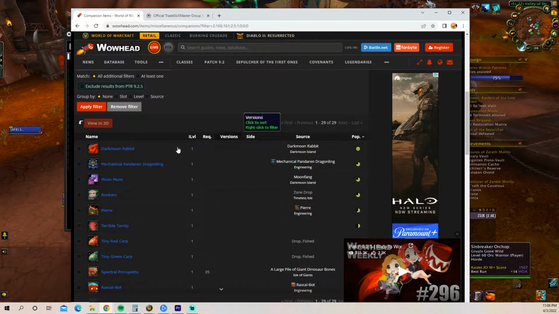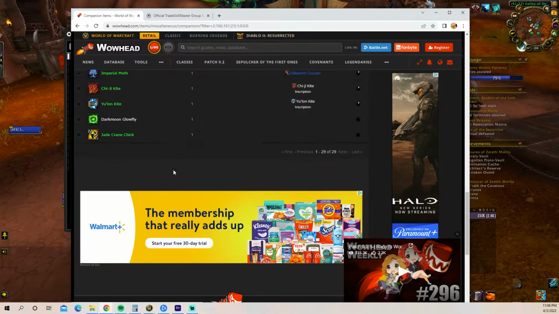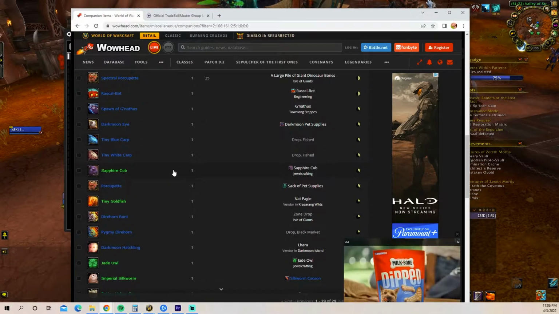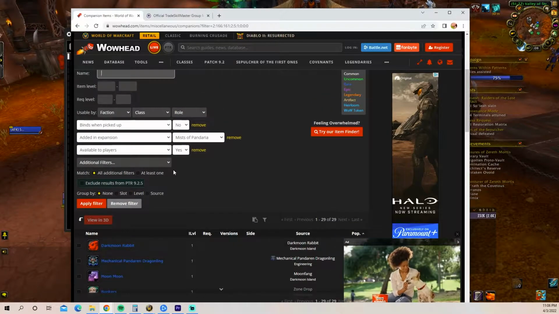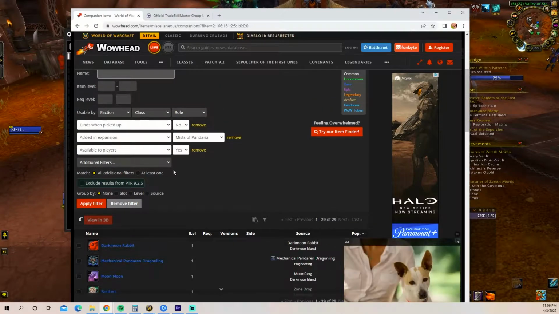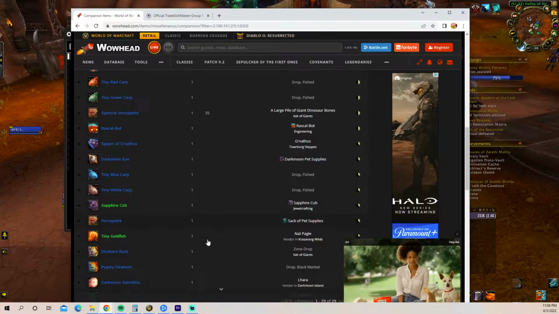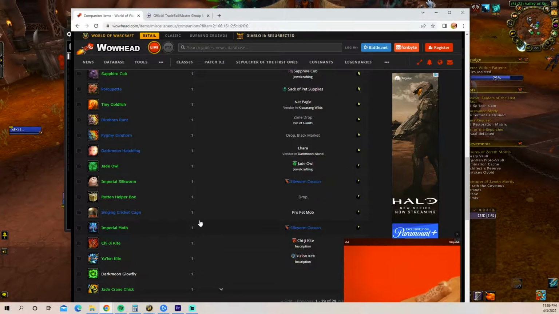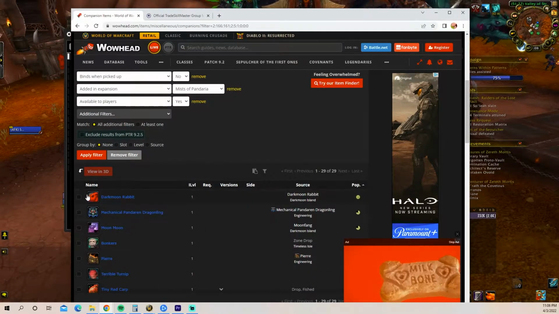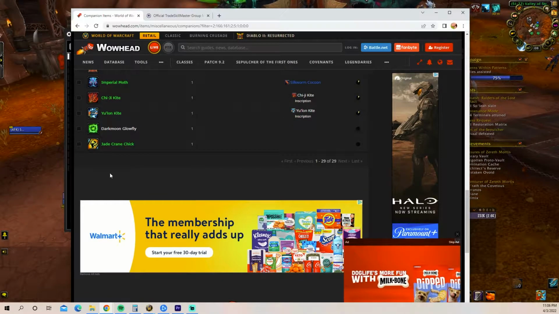Excellent. So I got 1 to 29. These are all the pets that were added in Mists of Pandaria that are currently available to players, and they are not bind on pickup. So if I get these, however I get them, I can put them on the AH and sell them to people. So I got my list of items.